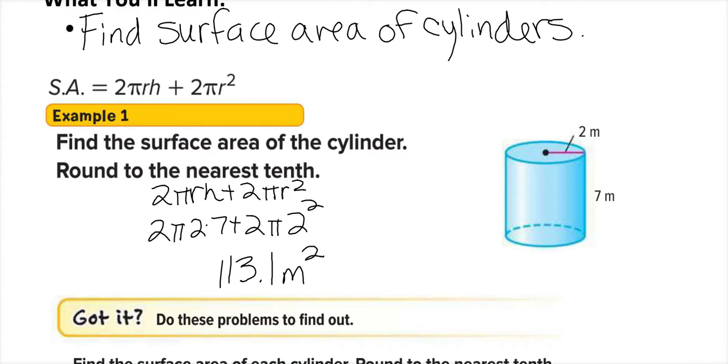Okay, so again, 2 pi 2 times 7 plus 2 pi 2 squared. Just take your time typing it in. That's the hardest part, is getting it all typed in.